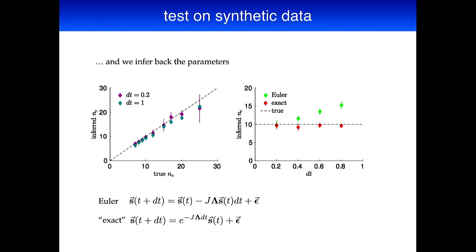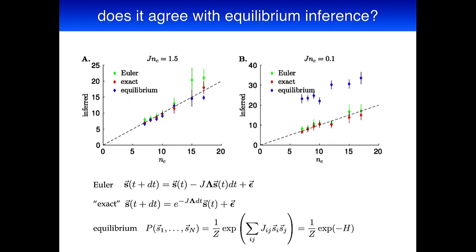Then, still on synthetic data, we can ask, okay, so we're going to get an answer for n_c, for J, and for T, and can we make a comparison with what we would get from just, so this inference here was done, as I said, on the dynamics, so trying to learn directly the equations of motion. But can we compare to what we would get if we did the so-called static inference or the equilibrium inference? And this is what this gives.